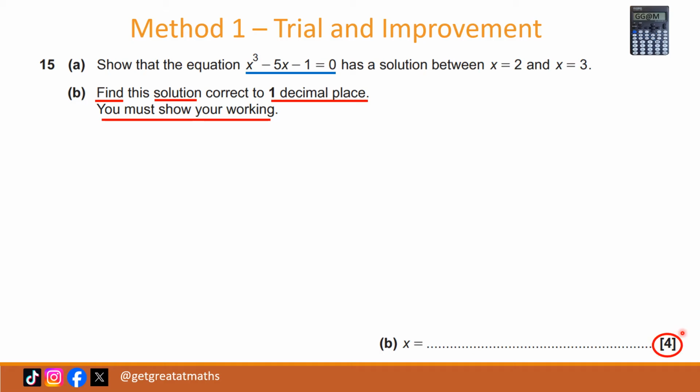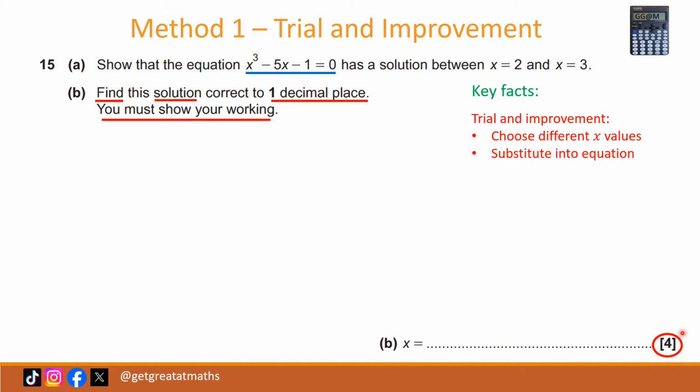As I said, we're going to show you 2 methods. To start with, I'm going to give you all the key facts for the trial and improvement method, and then we're going to look at the iteration method in a little bit. So on trial and improvement, we need to choose different x values. Then you're going to substitute this x value into the equation that is given. In this case, x cubed minus 5x minus 1. So you're going to substitute in the value that you've chosen.